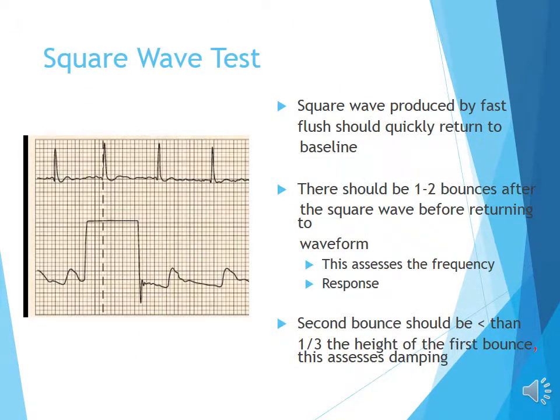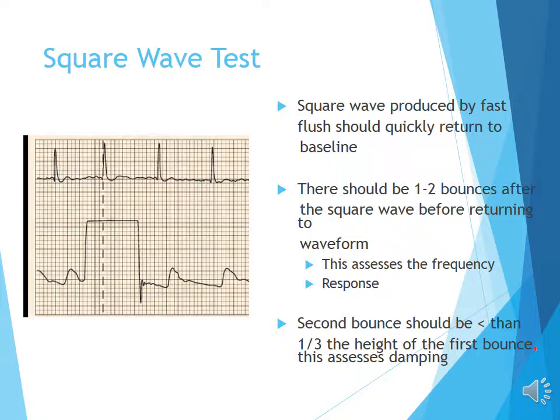Square wave test. The square wave test verifies the accuracy of the transducer-patient interface, and it should be done at the beginning of each shift. And also, if you question the accuracy of your pressure readings for any reason, do another square wave test. It's produced by a fast flush, so you just do a fast flush into the system, and you should see the square wave test produced on your monitor. You should see 1 to 2 bounces after the square wave before returning to the waveform. And I'll show you in the next page what it looks like if it's abnormal and then an optimal dampening.